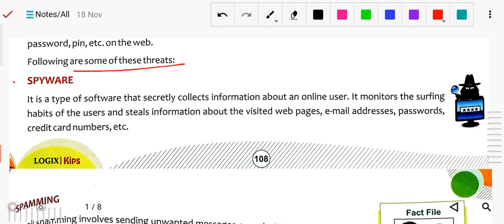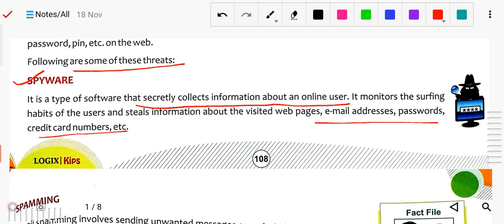The first threat is spyware. Spy means looking at someone; in Hindi it is called jasusi. It is a type of software that secretly collects information about an online user. It monitors the surfing habits of the user and steals information about the visited web pages, like email address, password, and credit card number.